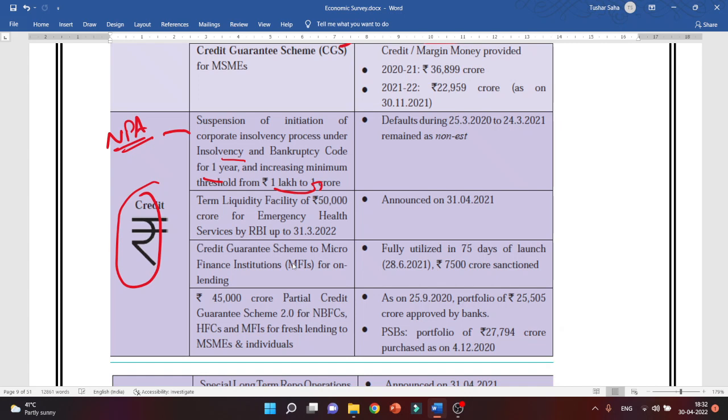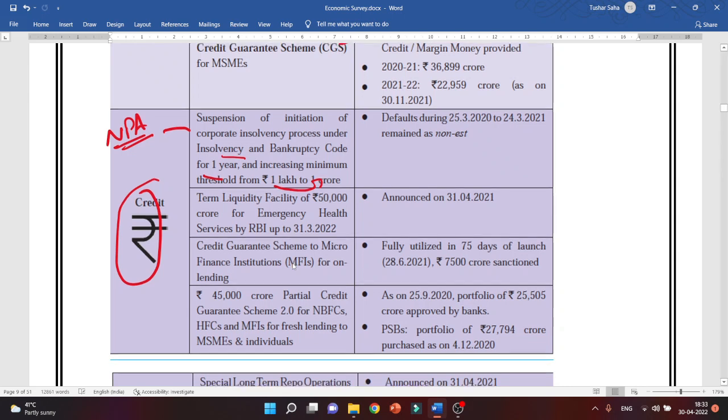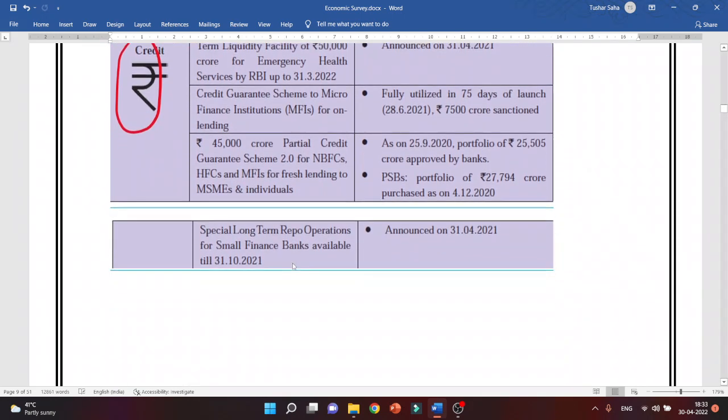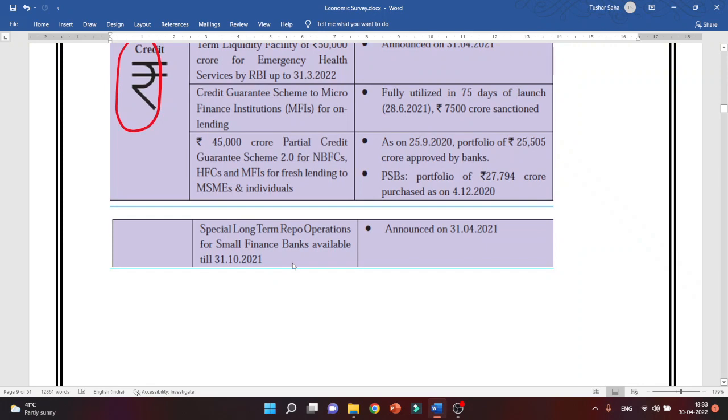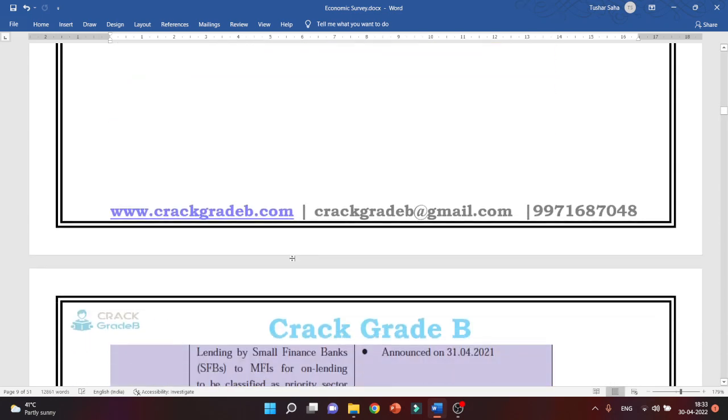So when they could not do business, mostly MSMEs or the small corporates, because of the lockdown and slowdown in the economy, obviously most of them would get into the law. Since this is a law, it had to be suspended for 1 year, which the government did, and also increased the minimum threshold from 1 lakh to 1 crore. Right? So a few very important things. Then 45,000 crore partial credit guarantee 2.0 for NBFC, HFC and MFI for fresh lending to MSME and individuals. Okay, very, very important data.